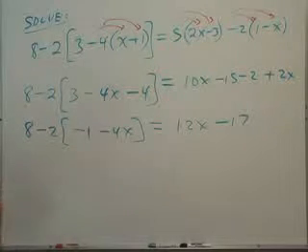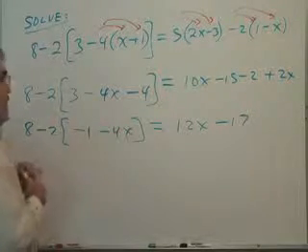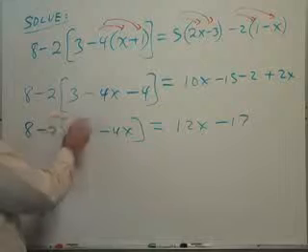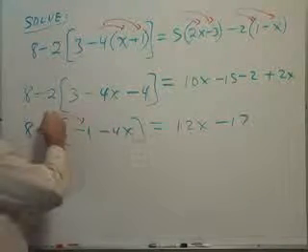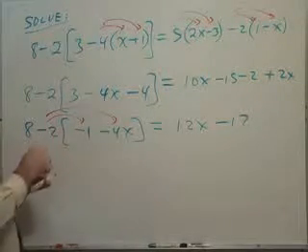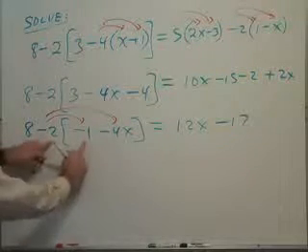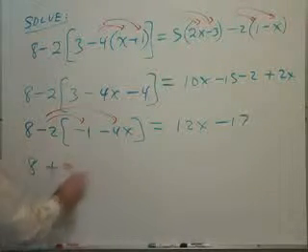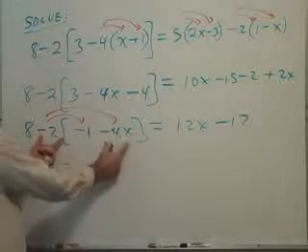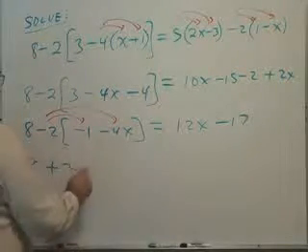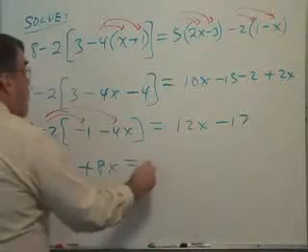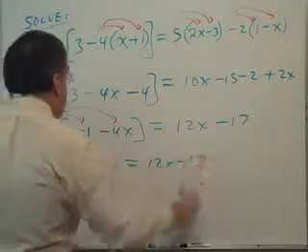Now it's time to remove the bracket. Again, it works exactly like parentheses. And I have to distribute minus 2 times minus 1, minus 2 times minus 4x. So that gives me 8 plus 2. Negatives are canceling. And what's this? This will be plus 8x. Equals 12x minus 17.